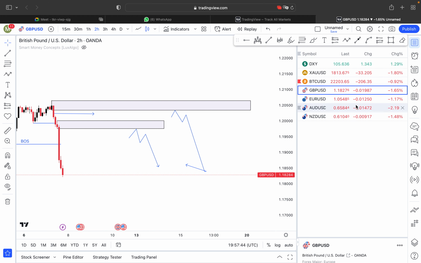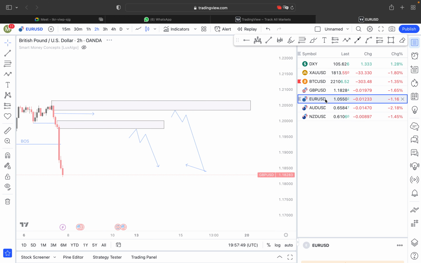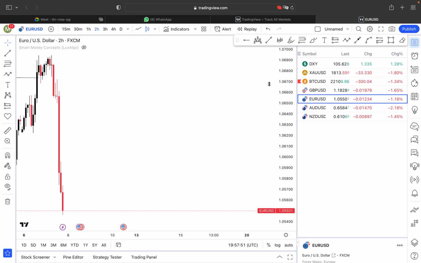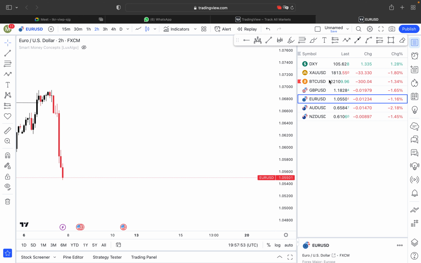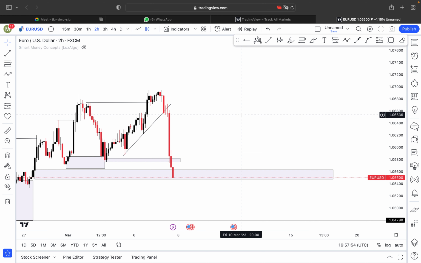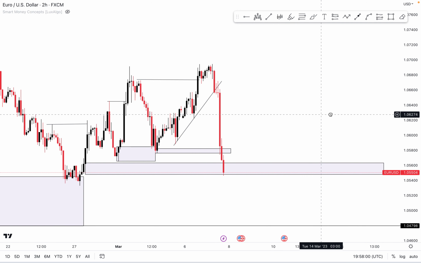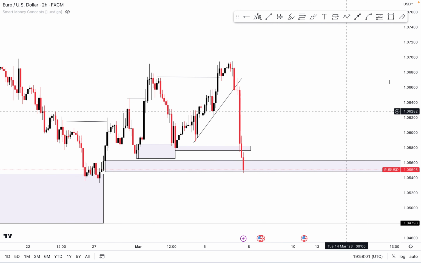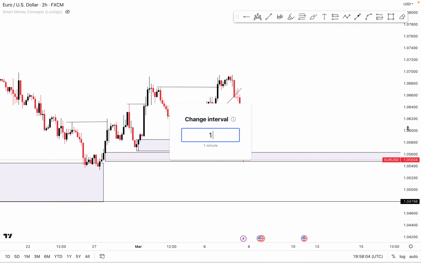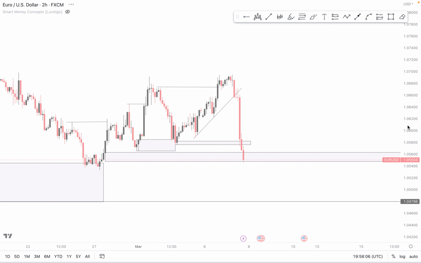Let me take another example again. Let's do something on Euro USD. Okay, this is Euro USD. I marked up my areas already. So I'll go to the 1 day time frame and do this.